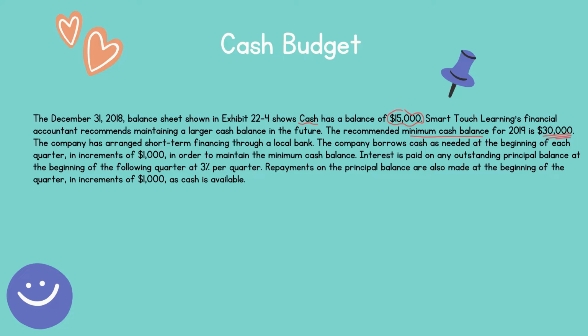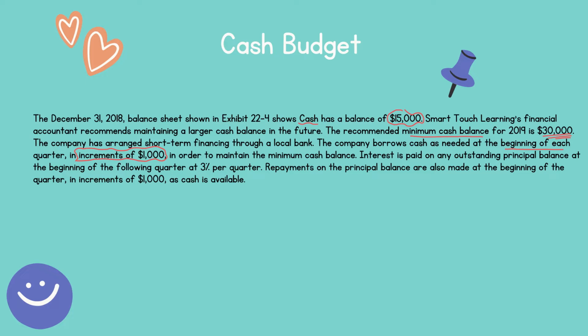Okay, the company has arranged short-term financing through a local bank. The company borrows cash as needed at the beginning of each quarter. So if I need to borrow, I'm gonna borrow at the beginning of each quarter in increments of 1,000. So this is very important here. So if you need, for example, 1,500 to borrow, you cannot borrow 1,500. You need to borrow 2,000. So you need to round it up to the nearest 1,000 increment.